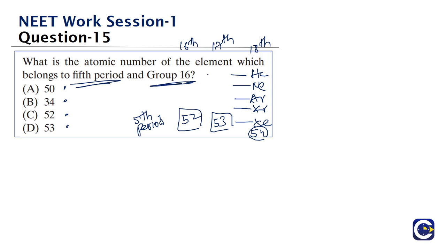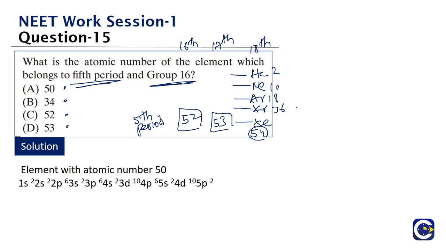So if you remember the atomic numbers of the inert gases: helium is 2, neon is 10, argon is 18, krypton is 36, xenon is 54, then radon will be 86. If you remember them, we can do the back calculation. In fact, in one of the previous questions we showed this approach. But otherwise, we can take each of the elements, write down the electronic arrangement, and go according to that. So look at this: we can take the element with atomic number 50.